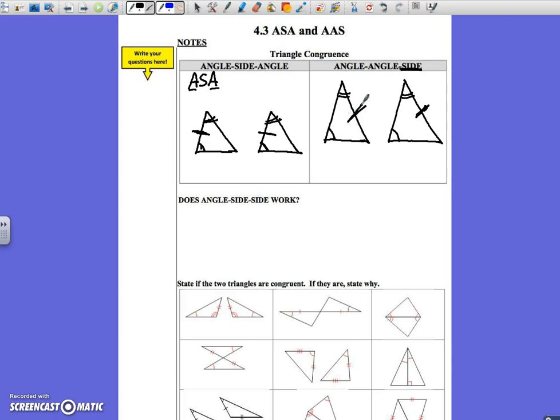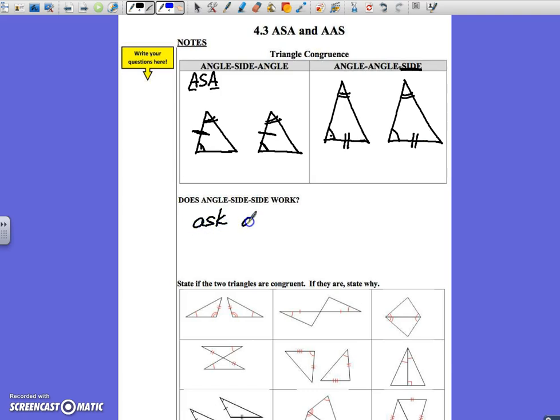Well, does it have to be that one right there? No, it doesn't have to be. What if we had proved this side congruent to this one? Is that angle, angle, side? Angle, angle, yes, it's a side outside. So angle, angle, side. Now, does angle, side, side work? Well, angle, side, side, no. If we have two sides and an angle that's outside of them, there are endless possibilities there.